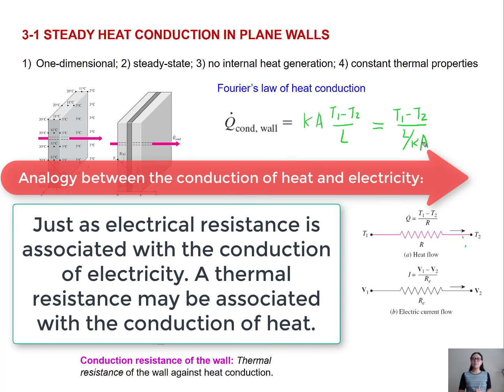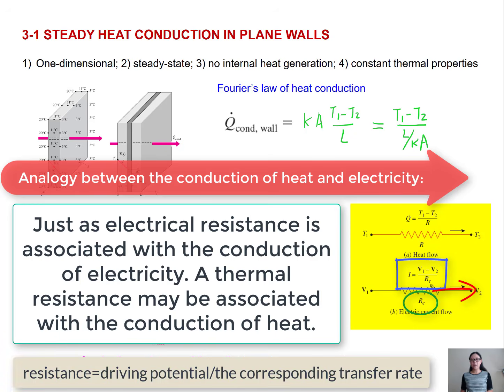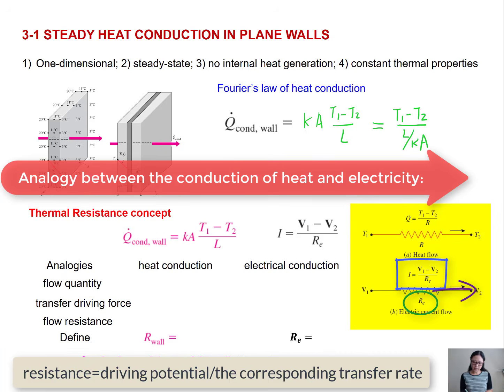Just as an electrical resistance is associated with the conduction of electricity, a thermal resistance may be associated with the conduction of heat. Here we have this electric current flow I and electric resistance Re. So we have voltage drop across the resistance, and I is the ratio of the voltage potential difference to the electric resistance. We know voltage potential difference is the driving force for electric current. Similarly, we also want to define our thermal resistance as the ratio of the driving potential to the corresponding transfer rate, corresponding to the electric current flow I.